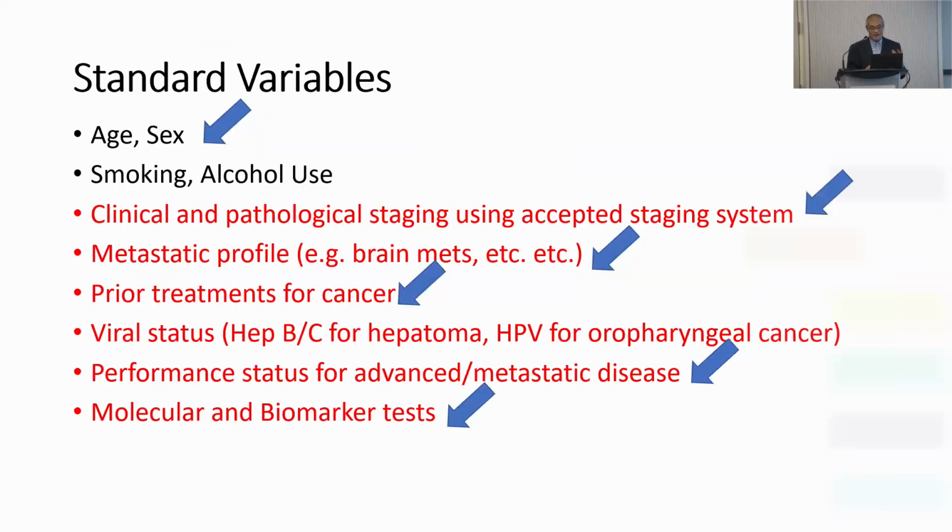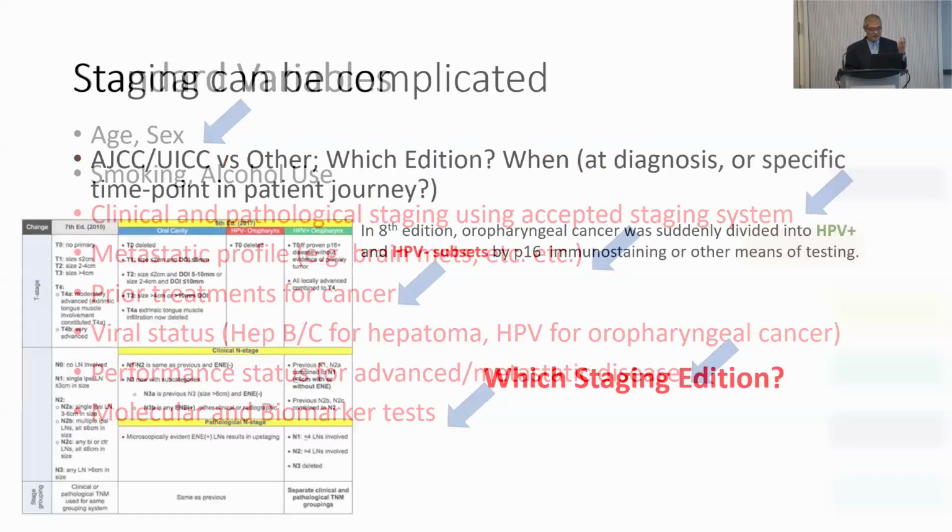And then we have to collect some standard variables, right? We need to have the staging data, the metastatic profile, prior treatments, in some cases, viral status, for instance. That's probably one that isn't that important. But again, if you're trying to mimic what was done in the trial, you've got to see what you can collect, and you collect as much as you can. And the performance status, as I said, was going to be difficult. And then the molecular and biomarker tests, right?